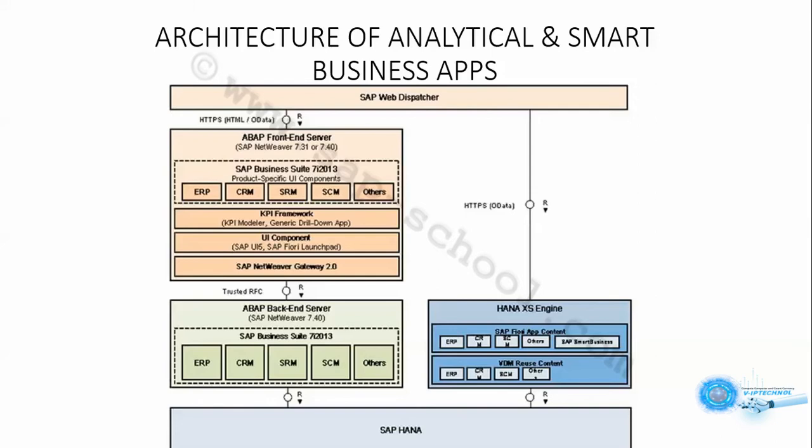Then on the left hand side, we have the ABAP front-end server, which contains the UI add-ons for the respective products used. We have the NetWeaver Gateway with the OData enablement, the central UI add-on, and the KPI framework. So these front-end components have read access to the backend data via a trusted RFC connection.